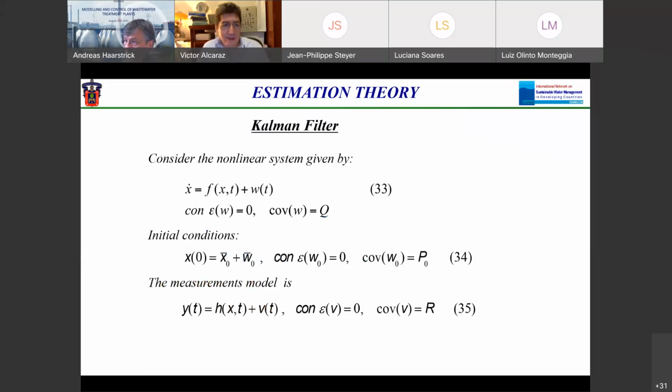Regarding the Kalman filter, it basically consists of the following. We consider a model in ordinary differential equations representing the dynamic behavior of the state variables. We also have a model of the measurements. We consider that both the state variables model and the measurement model are provided with a term that compensates model errors and measurement noise, respectively, and that these terms have a Gaussian behavior.